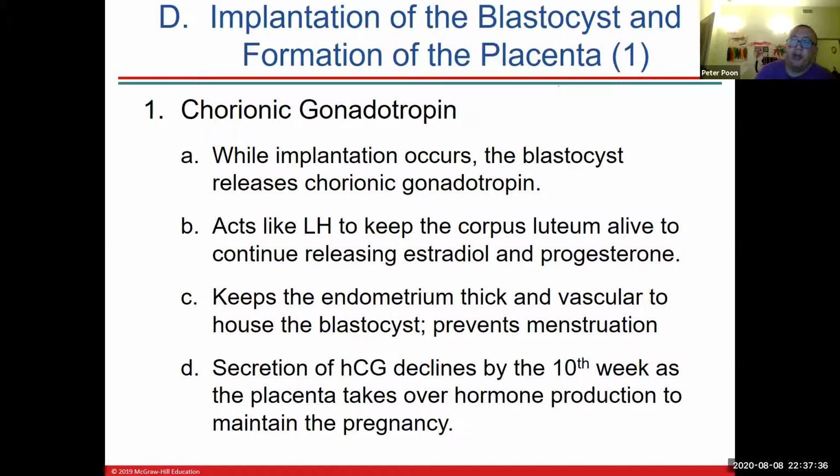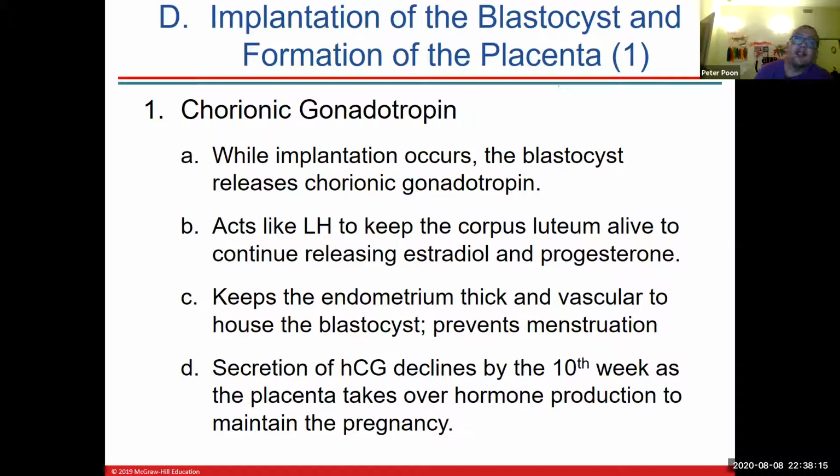Chorionic gonadotropin. Remember, I told you if there's no pregnancy, the uterus contracts and causes menstruation, and that's done because the corpus luteum dies. So there has to be a signal to the body to keep the corpus luteum alive. That signal is chorionic gonadotropin, otherwise known as HCG, human chorionic gonadotropin. That's the hormone that you measure when you pee on a stick for pregnancy.